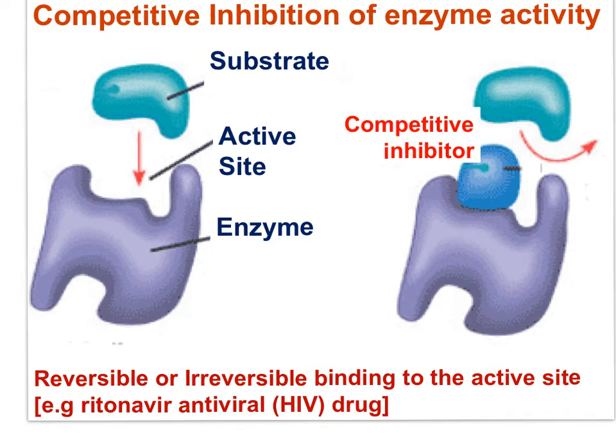Now, the term competitive is used to describe the inhibition here because the substrate must compete with the inhibitor for the active site. Now, this inhibitor could bind to the active site in a loose fashion, a reversible binding, or the inhibitor could bind permanently, that's irreversibly. If the inhibitor binds irreversibly, then the enzyme is permanently disabled. Poisons are often irreversible competitive inhibitors.